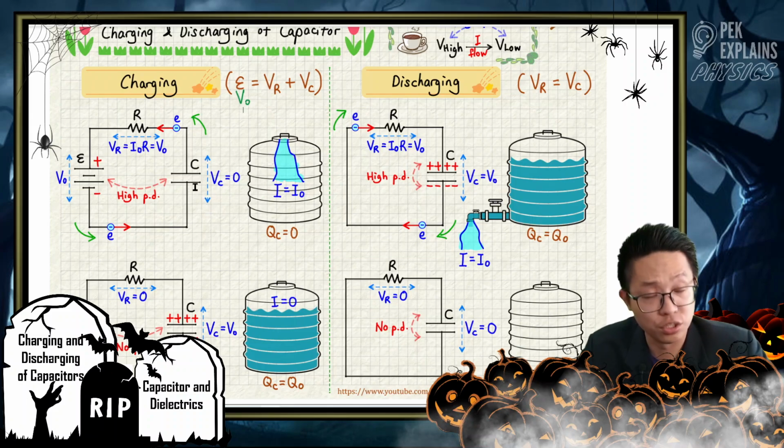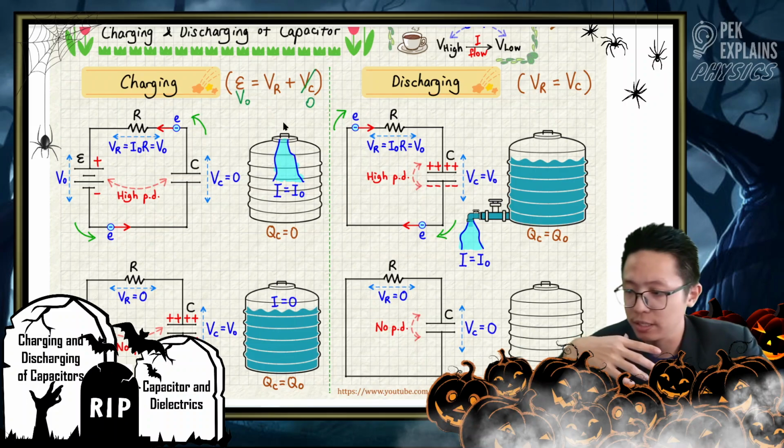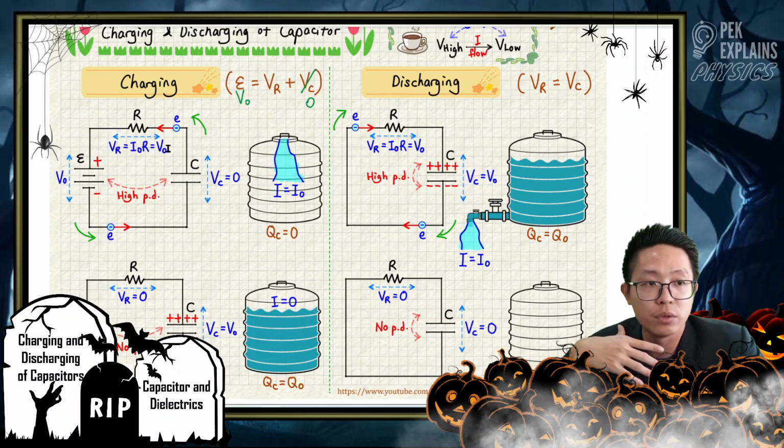Zero voltage because it's neutral, isn't it? Zero. So that's why for this equation, VC is zero initially. So that's why VR is equal to V naught. That's why our VR equals V naught, because our VC is zero.